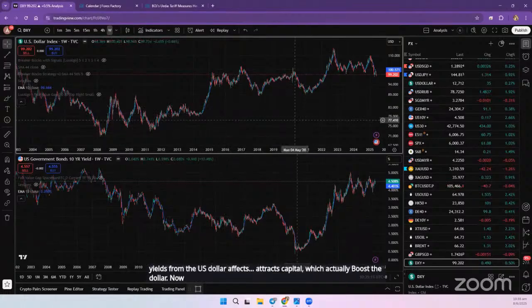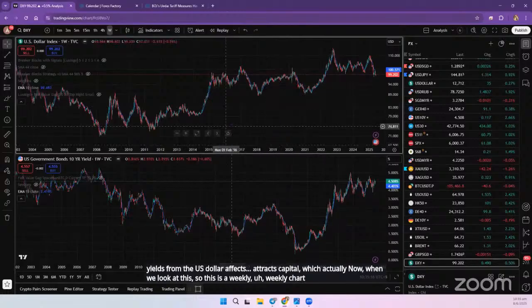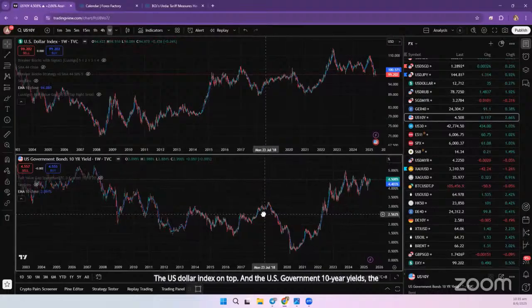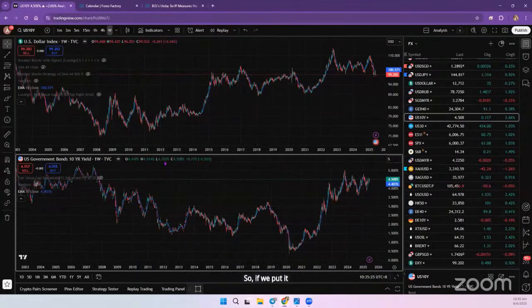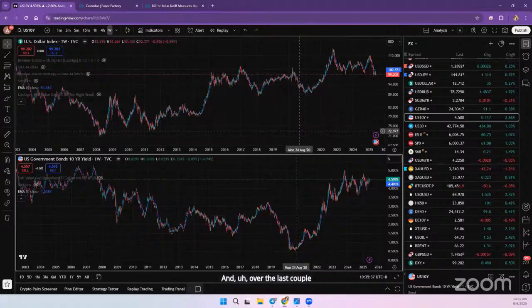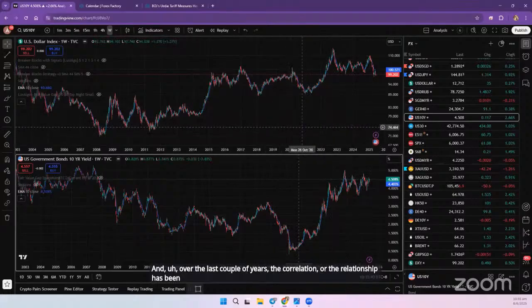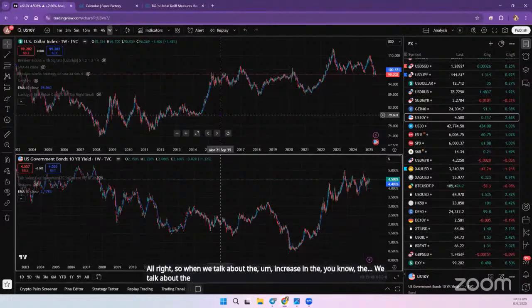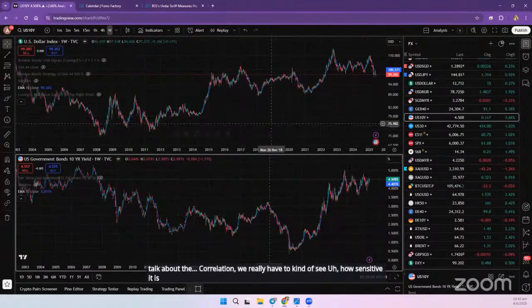Now, this is a weekly chart. We have the US dollar index on top and the US government 10-year yields below. If we put it here, you can see there is a little bit of correlation in the way the government bond yields and the US dollar index move. Over the last couple of years, the relationship has been changing slightly as well. When we talk about the correlation, we really have to see how sensitive the US dollar is to the price moves of the government bonds.